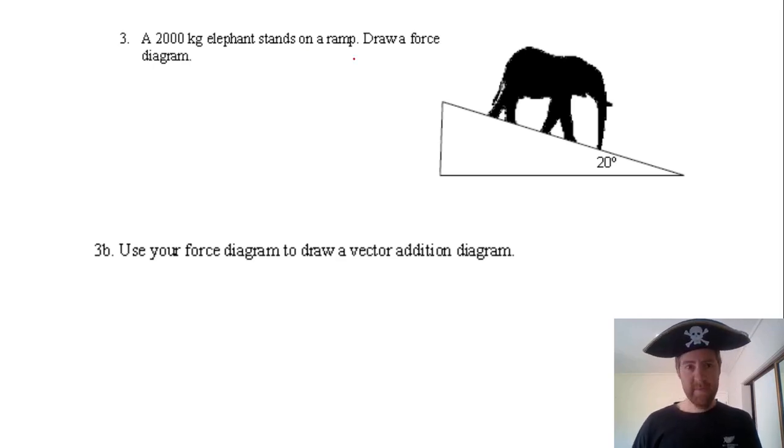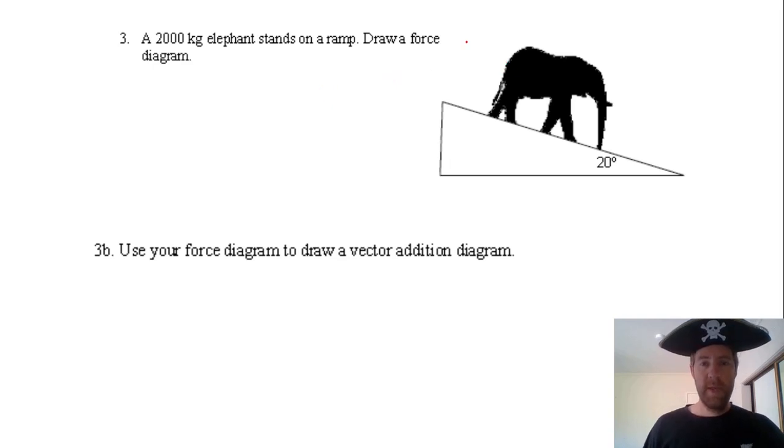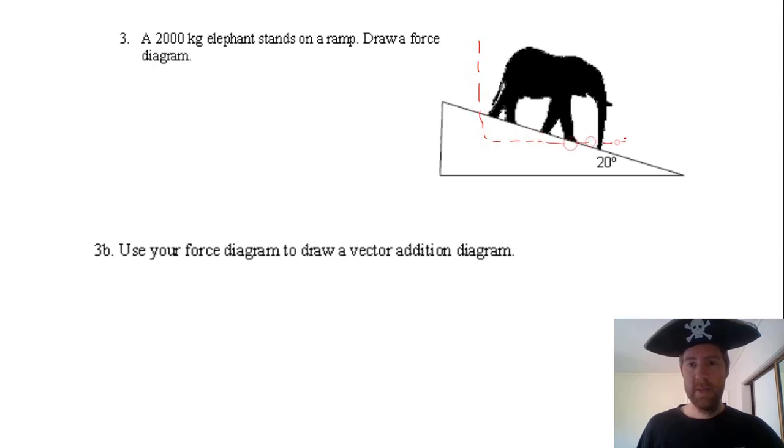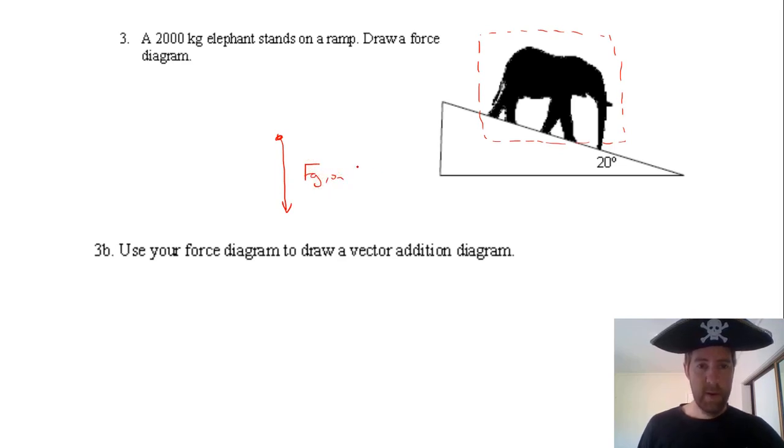Okay, page 65. The elephant on the ramp. Draw a force diagram for the elephant. Okay, let's start by, as always, identifying our system. I draw my force diagram over here, my dot. It must have a force of gravity on elephant by Earth.